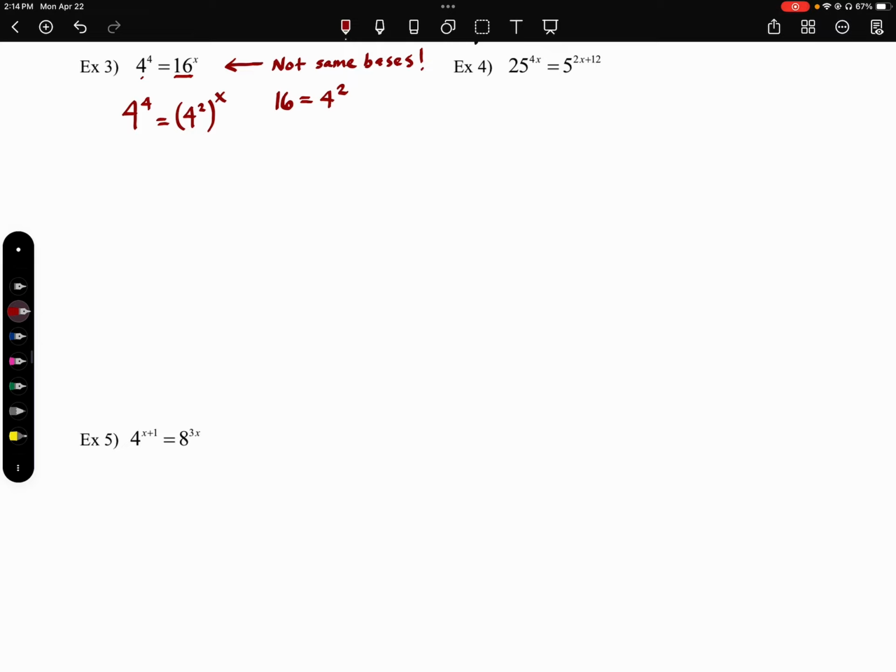Remember the next step here is where we use our exponent rules. When we raise a power to a power, we multiply. So we now have 4 to the 4th power is going to equal 4 to the power of 2 times x. And now that we have the same bases, let's just take our exponents and set them equal to each other and solve. It looks like our answer here will be 2 is equal to x.